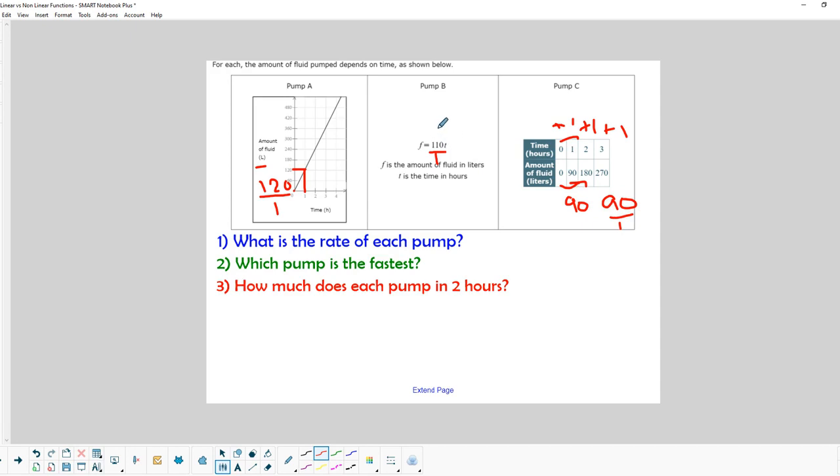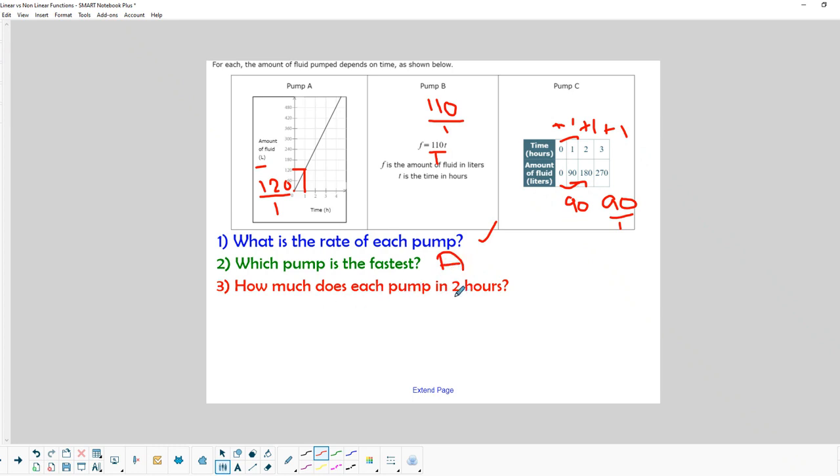The rate of change on this one is 110 liters every hour. The rate of change on this one's 120 liters every hour. So there's the three rates that we were talking about for question 1. Okay, what pump is the fastest? Well, pump A is, right? It's got the fastest rate of change.